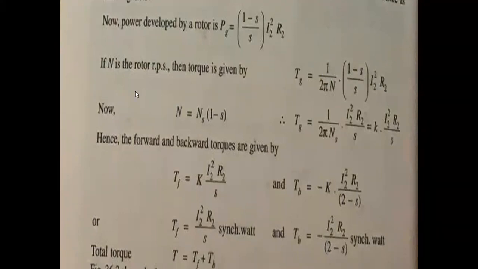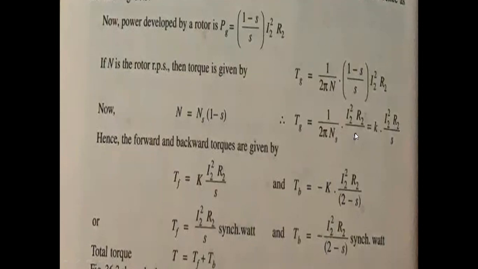Now, N is in RPS. We can write N is equal to (1 minus S) into NS, right? So from this, I can write TZ is equal to 1 by 2 pi NS into I2 square R2 by S. See, (1 minus S) by S, and N I am substituting as NS into (1 minus S). So if I substitute NS into (1 minus S), the (1 minus S) terms will be cancelled and only NS is left, into I2 square R2 by S.